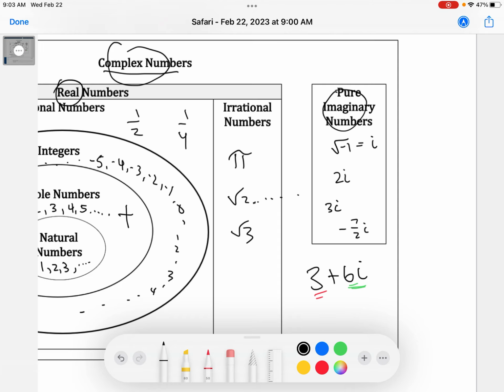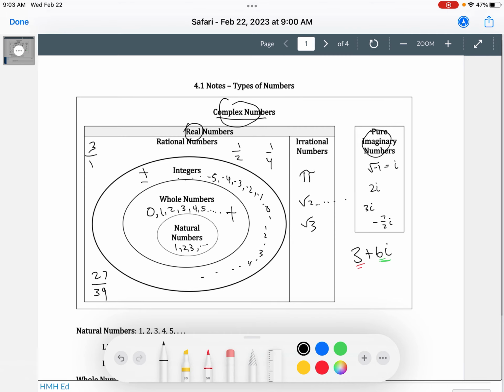Okay, now these circles are important. For example, every natural number is also a whole number, and it's also an integer. It's also a rational number, it's also a real number, it's also a complex number. So the things that are most embedded here have the most labels. Integers are also rational numbers, they're also real numbers, they're also complex numbers. And let's do another one. Irrational numbers are real numbers, they're also complex numbers.